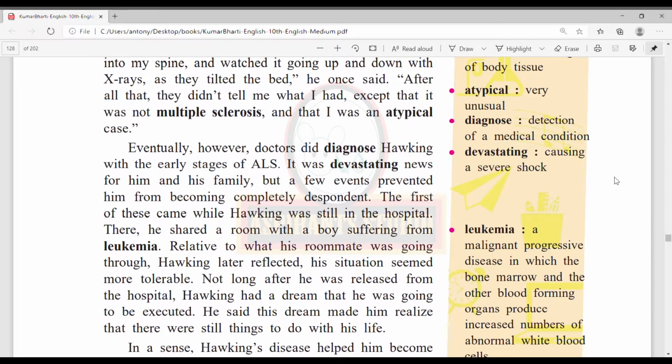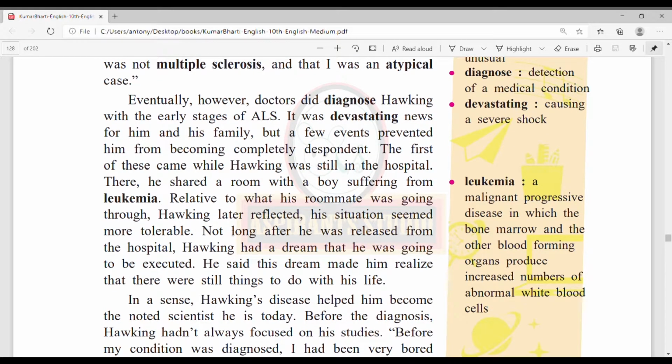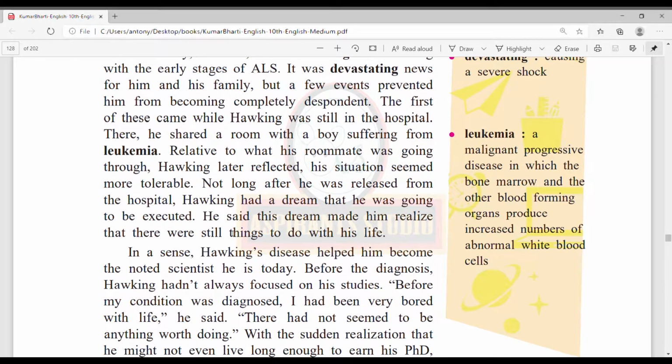It was devastating news for him and his family, but a few events prevented him from becoming completely despondent. The first of these came while Hawking was still in the hospital. There, he shared a room with a boy suffering from leukemia. Relative to what his roommate was going through, Hawking later reflected, his situation seemed more tolerable.